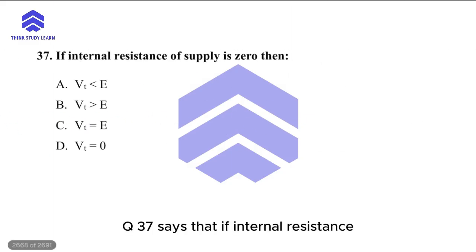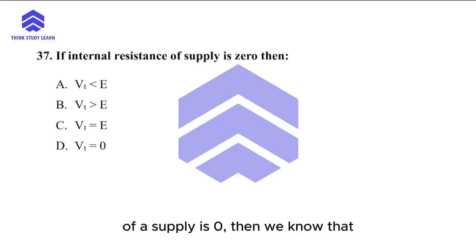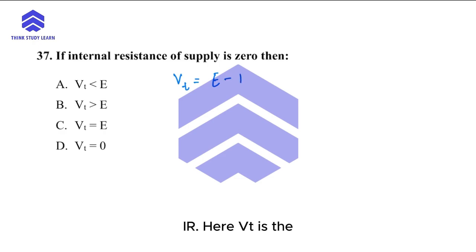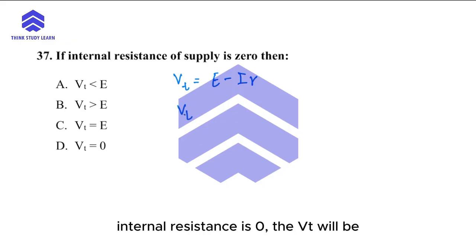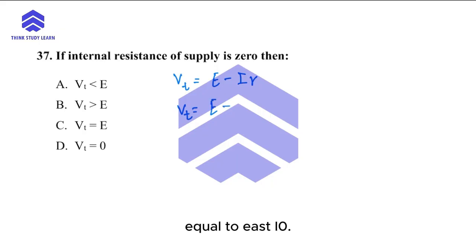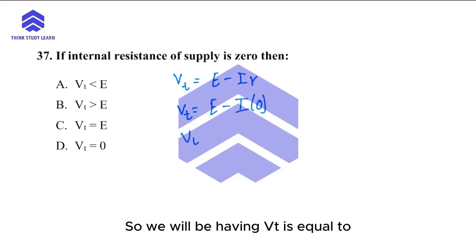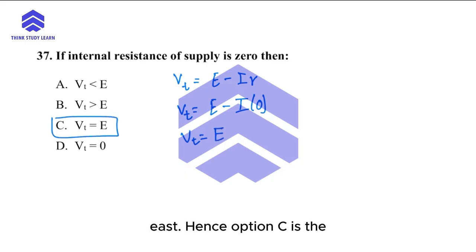Question 37 says that if the internal resistance of a supply is 0, then we know that Vt is equal to E minus IR. Here Vt is the terminal voltage, I is the current and R is the internal resistance. If the internal resistance is 0, Vt will be equal to E minus I into 0. So we will have Vt equal to E. Hence, option C is the correct answer.